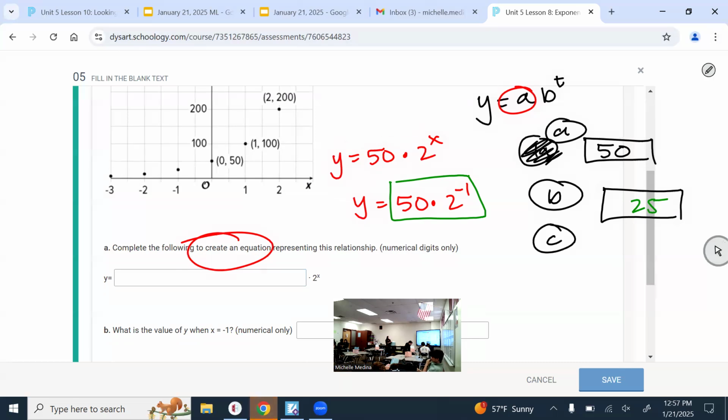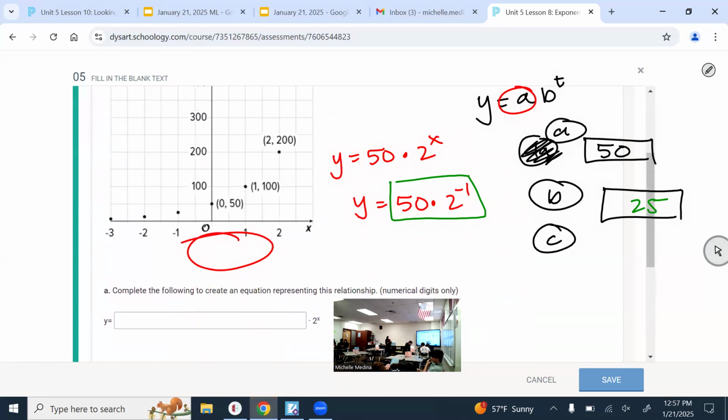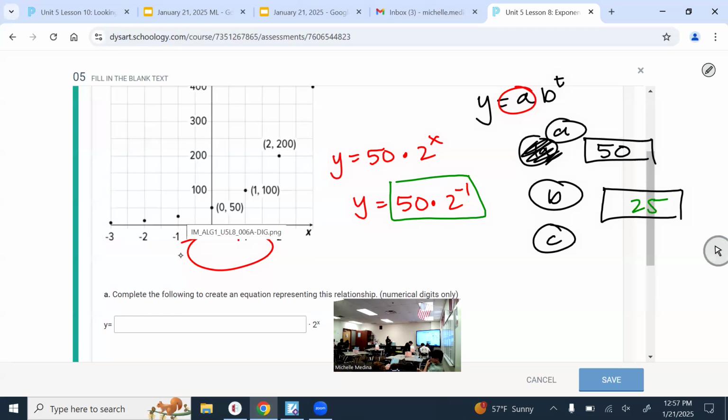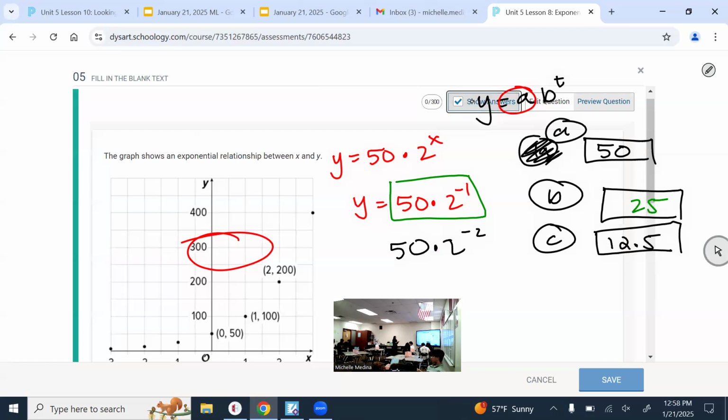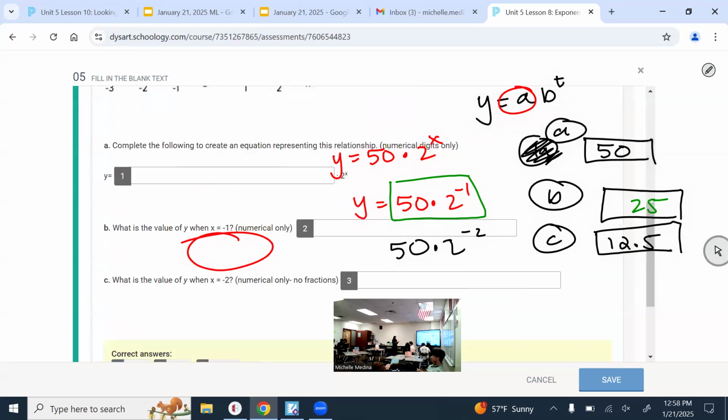For part C, what is the value of Y when X is -2? Well, if I know that this is 25 and we're halving each time going backwards, for this one, it should be half of 25. For that one, you would type this in your calculator, and that would be your safest bet, but it is 12.5, or at least check the key.